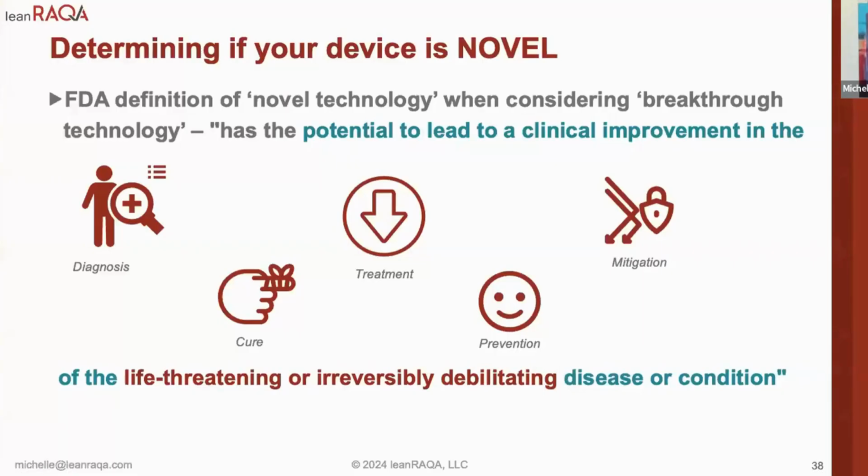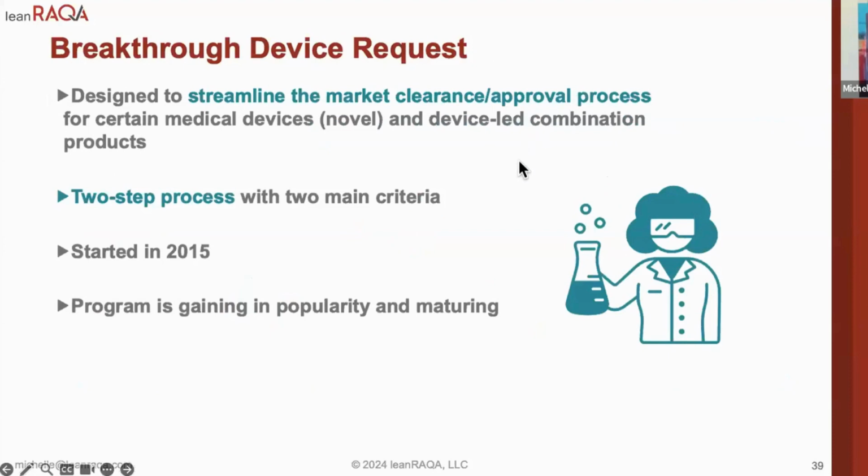So first, we have to understand FDA's definition of novel technology: that it has the potential to lead to a clinical improvement in the diagnosis, cure, treatment, prevention, mitigation of a life-threatening or irreversibly debilitating disease or condition. This is how they describe novel technology, which is the foundation of the Breakthrough Device Request. The Breakthrough Device is designed to streamline the market clearance and approval process for novel medical devices, as per that definition we just talked about.